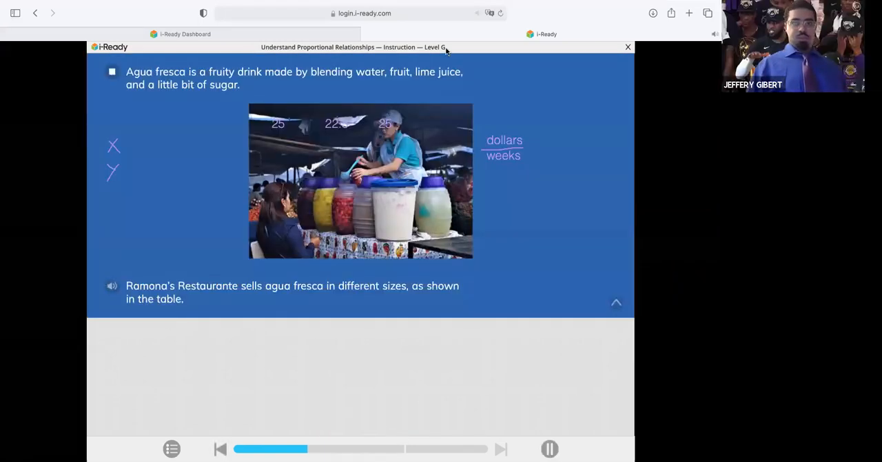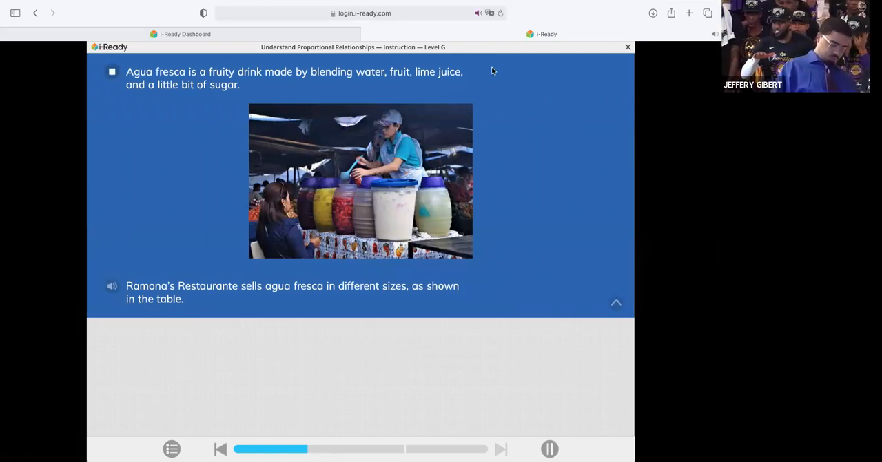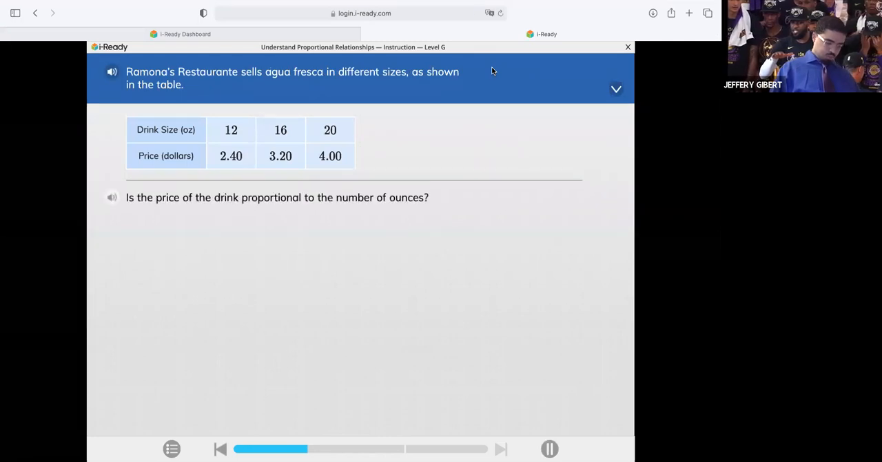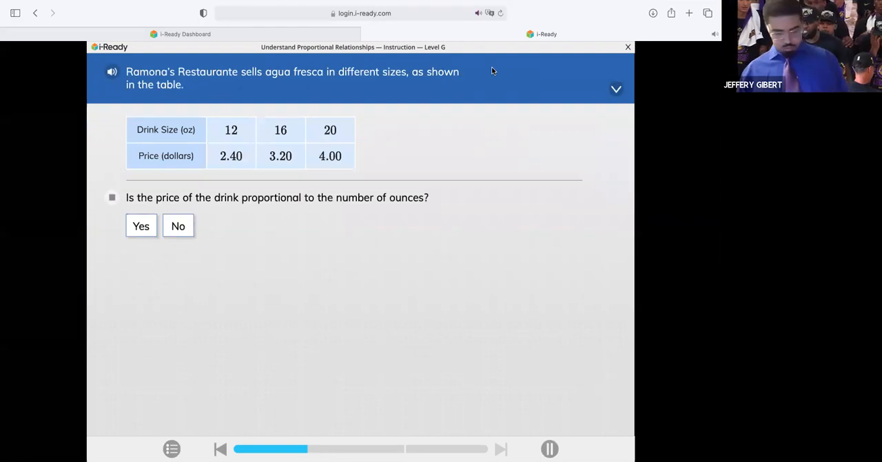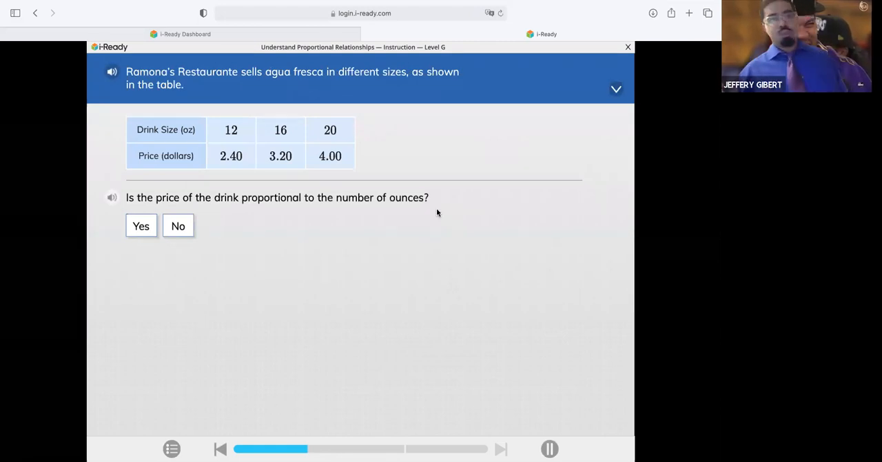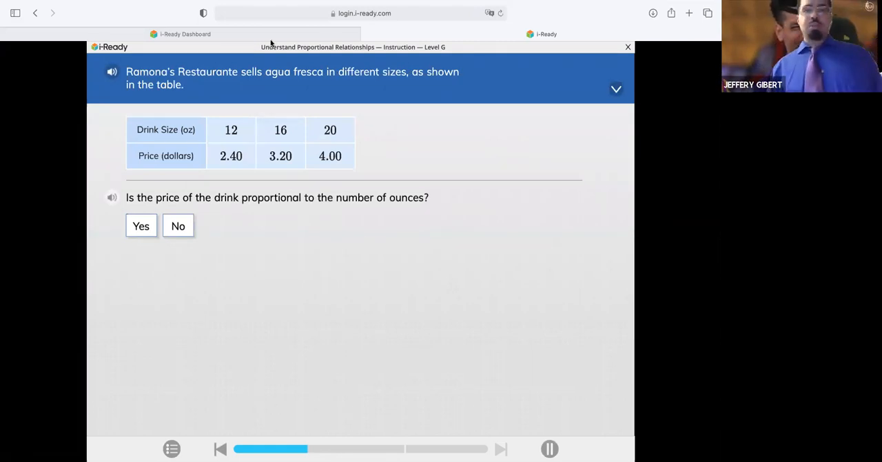Agua fresca is a fruity drink made by blending water, fruit, lime juice, and a little bit of sugar. Ramona's Restaurante sells agua fresca in different sizes, as shown in the table. Is the price of the drink proportional to the number of ounces? All right, we'll go with David. Is this one going to be yes or no?